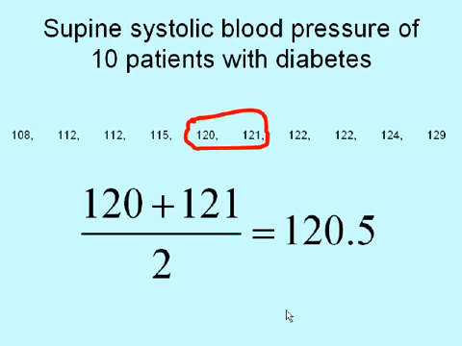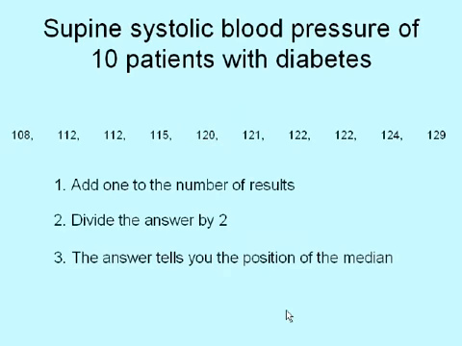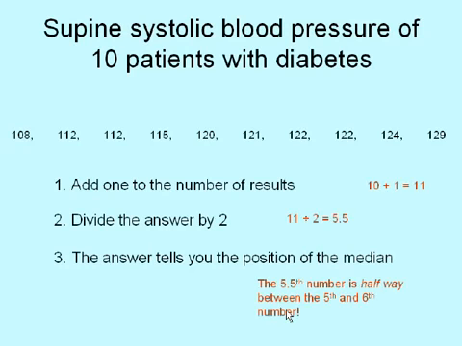There is a more systematic way of knowing where to find the median in a set of numbers. You basically just add 1 to the number of results, so 10 plus 1 is 11. You divide the answer by 2, and then the answer to that sum tells you the position of the median. So 10 plus 1 is 11, 11 divided by 2 is 5.5, and we interpret the 5.5th number as being halfway between the 5th and 6th number, which means that sum that we did before. So that's a way of finding the median by procedure, by recipe.